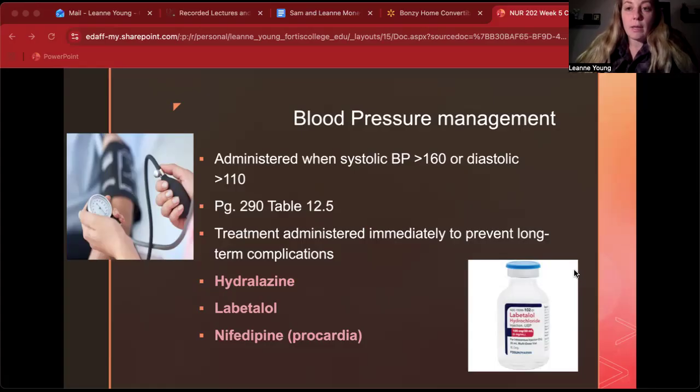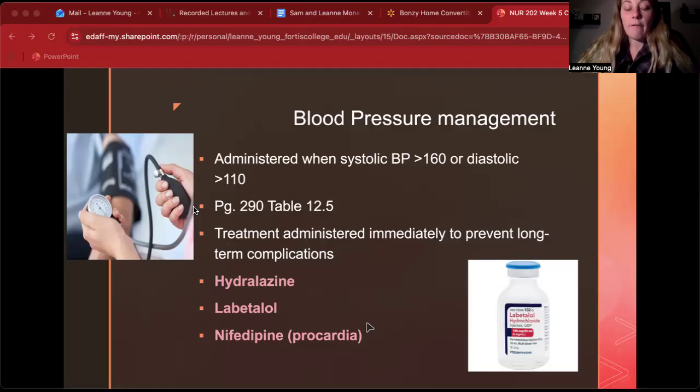Whereas there's other medications that could be better to give if mom comes in a hypertensive crisis. So these are medications that are administered when the blood pressure is greater than 160 and the diastolic is greater than 110. The table on page 290 is going to be your go-to as far as side effects, when to administer, how to administer, all of that. We're going to just talk about the big ones that we see. Treatment is administered immediately to prevent long-term complications.